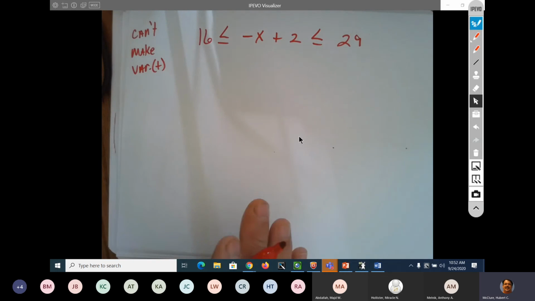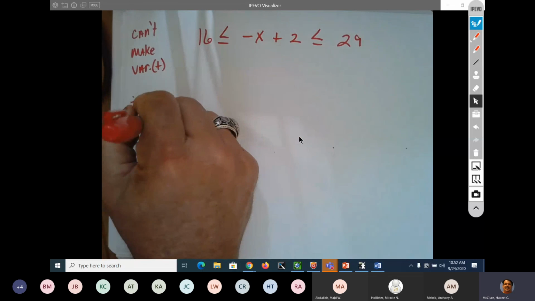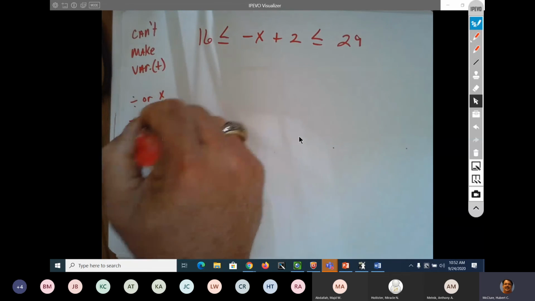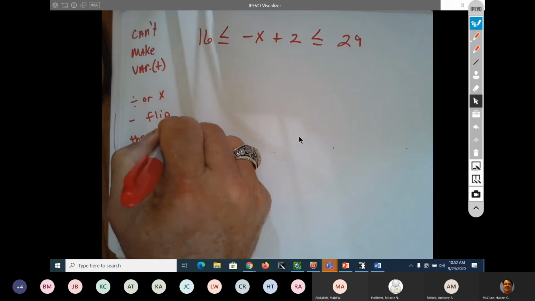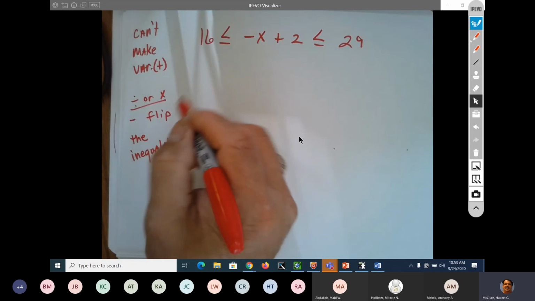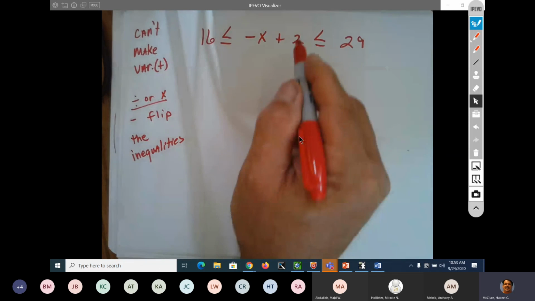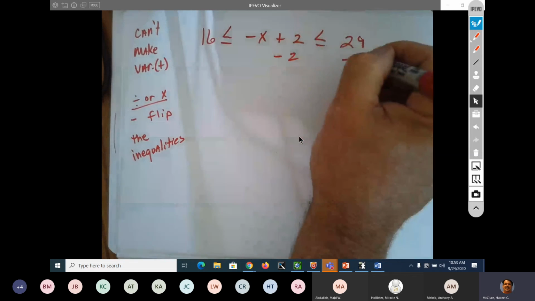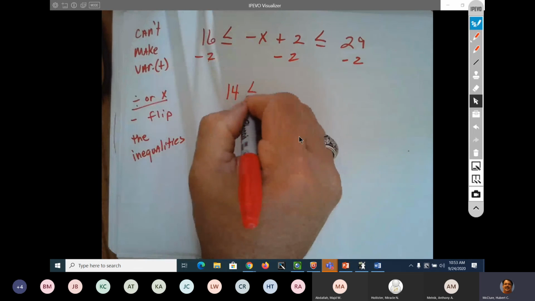Okay, so this is when I tell you that it's easier for you just to do the old rule. If you divide or multiply by a negative, you have to flip the inequalities. Okay, if you multiply or divide through by a negative, you have to flip the inequalities. So we got to get rid of the 2 first. So minus 2, minus 2, minus 2. And that gives us 16 minus 2 is 14.